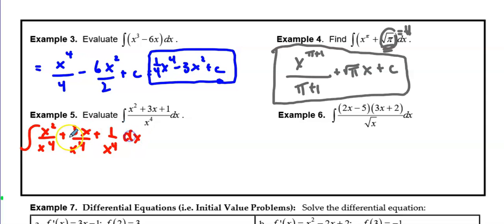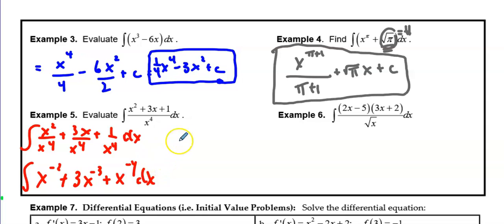And then I can simplify down a little bit more and then actually look at exponents. So this is going to be x squared over x to the 4th. Well, that's just really 1 over x squared. Well, 1 over x squared is just really x to the negative 2 power. The next one is going to be 3x over x to the 4th. Well, that simplifies to 3 over x to the 3rd. So that would just be 3x to the negative 3. And then 1 over x to the 4th is just x to the negative 4 dx.